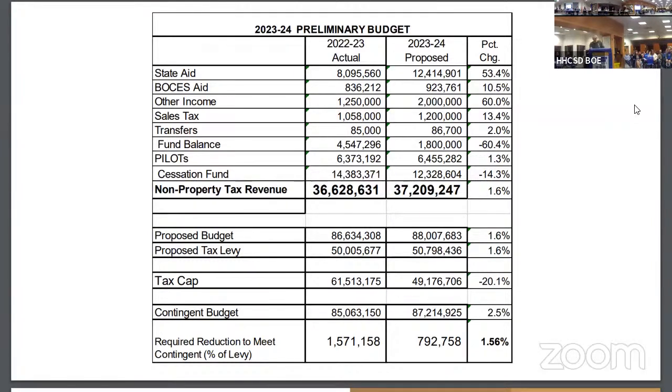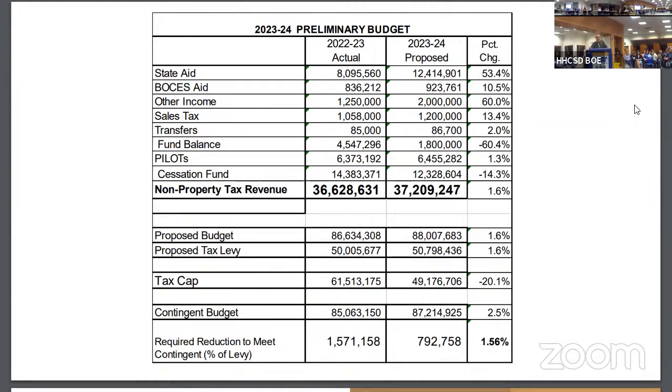So finally, preliminary budget, our state aid increased about 53%, and that is for two reasons. Reason number one is because all the districts in the state of New York are getting back foundation aid that was taken back in 2010, 2011. And number two, because our wealth ratio decreased because of the closure of India Point.